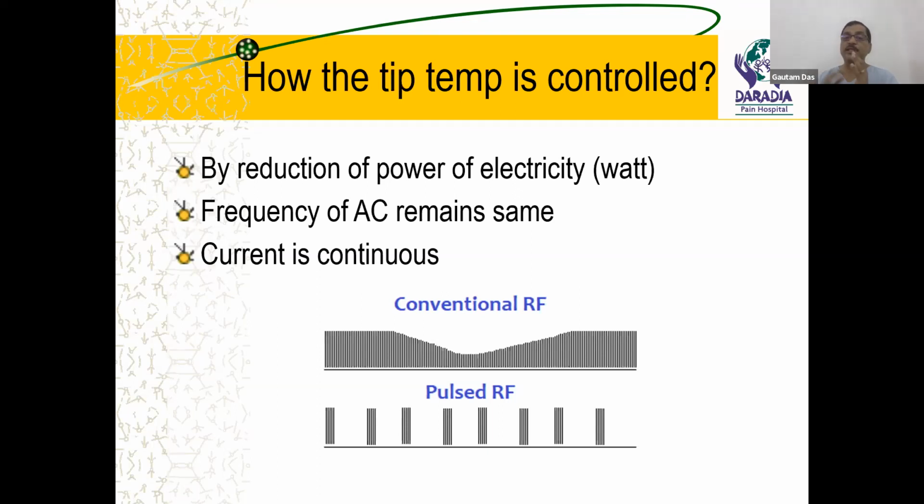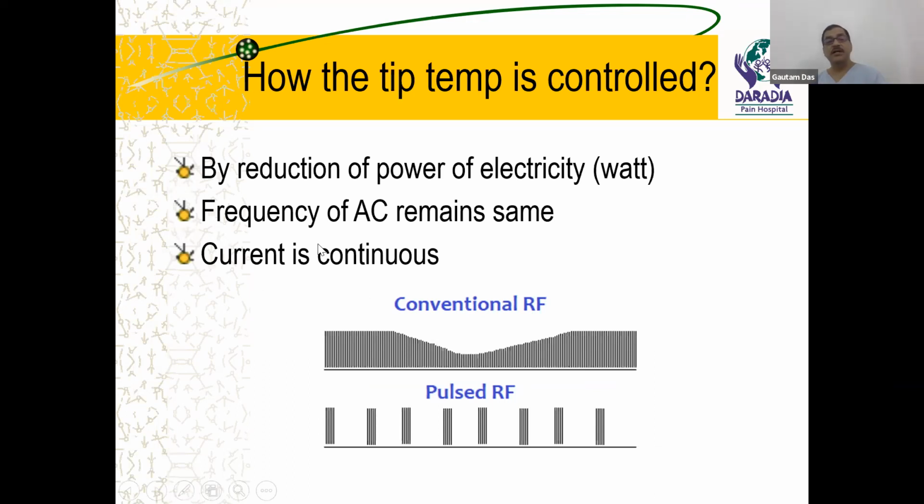If you're delivering at a higher power, you can have a large size of lesion. But if your power is less, then you'll have a small size lesion. So in the conventional radio frequency, because the power starts reducing as soon as you attain the desired temperature, the size of the lesion is small. It is somewhere between 2 to 4 millimeter around the tip, right?